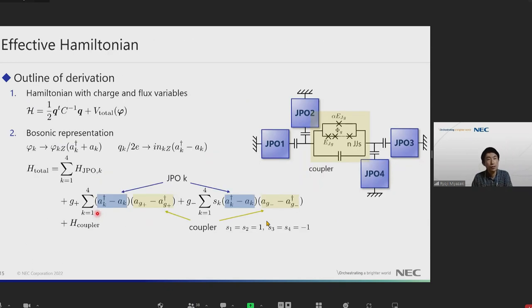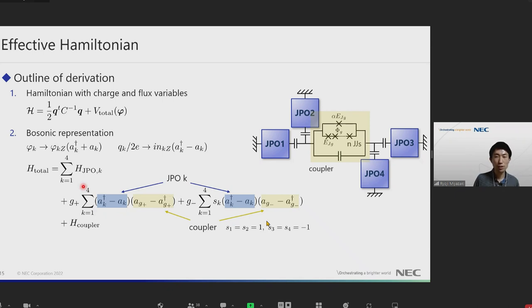Next, let me briefly explain the outline of the derivation of the effective Hamiltonian for the four-body interaction. The first step is constructing the Hamiltonian with charge and flux variables like this. The second step is to represent this Hamiltonian with bosonic operators. Then we obtain the total Hamiltonian consisting of the sum of the JPO Hamiltonian and the coupler Hamiltonian, and the second line corresponds to the interaction. AK dagger and AK are the creation and annihilation operators, bosonic operators for JPO K, and AG plus, AG plus dagger, AG minus, AG minus dagger are the degrees of freedom for the coupler.